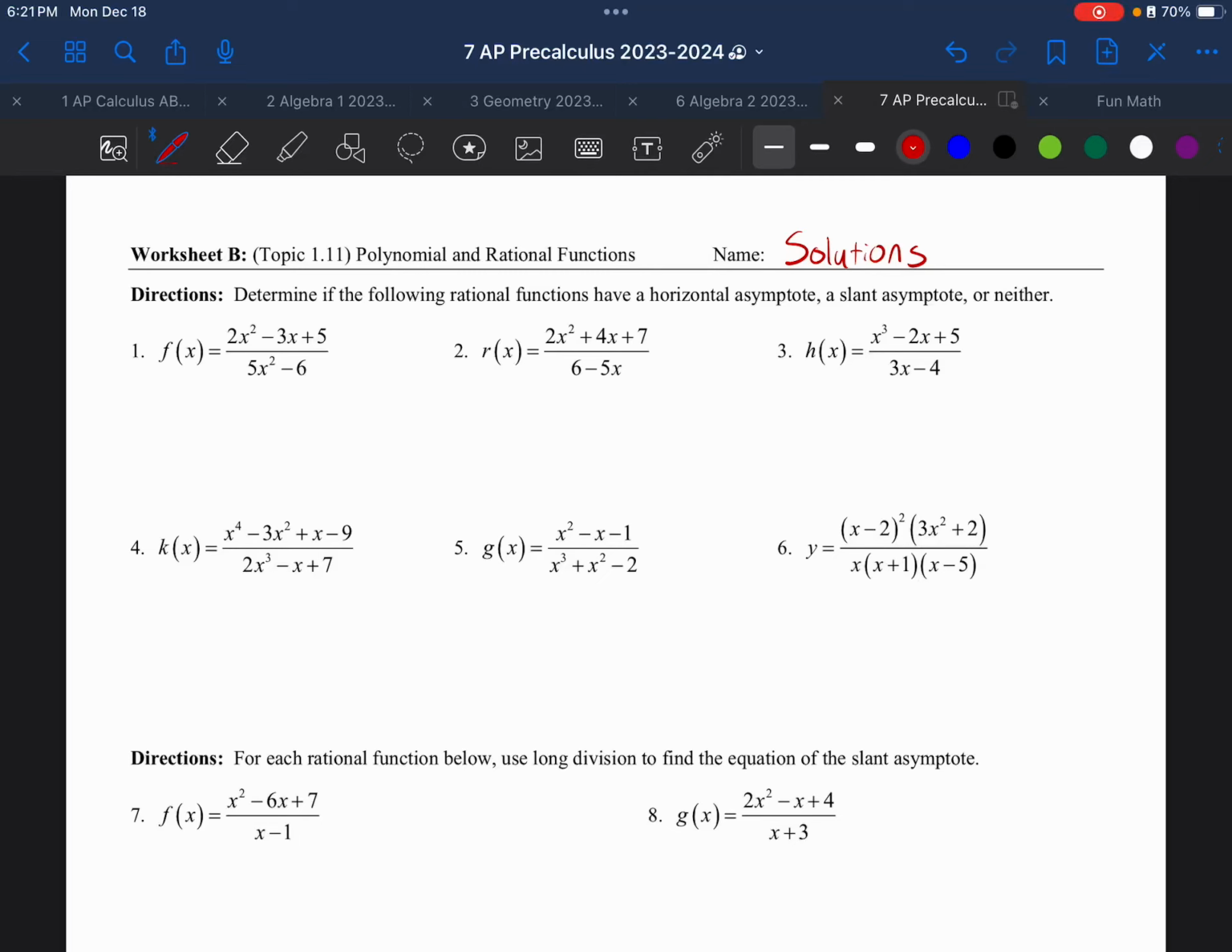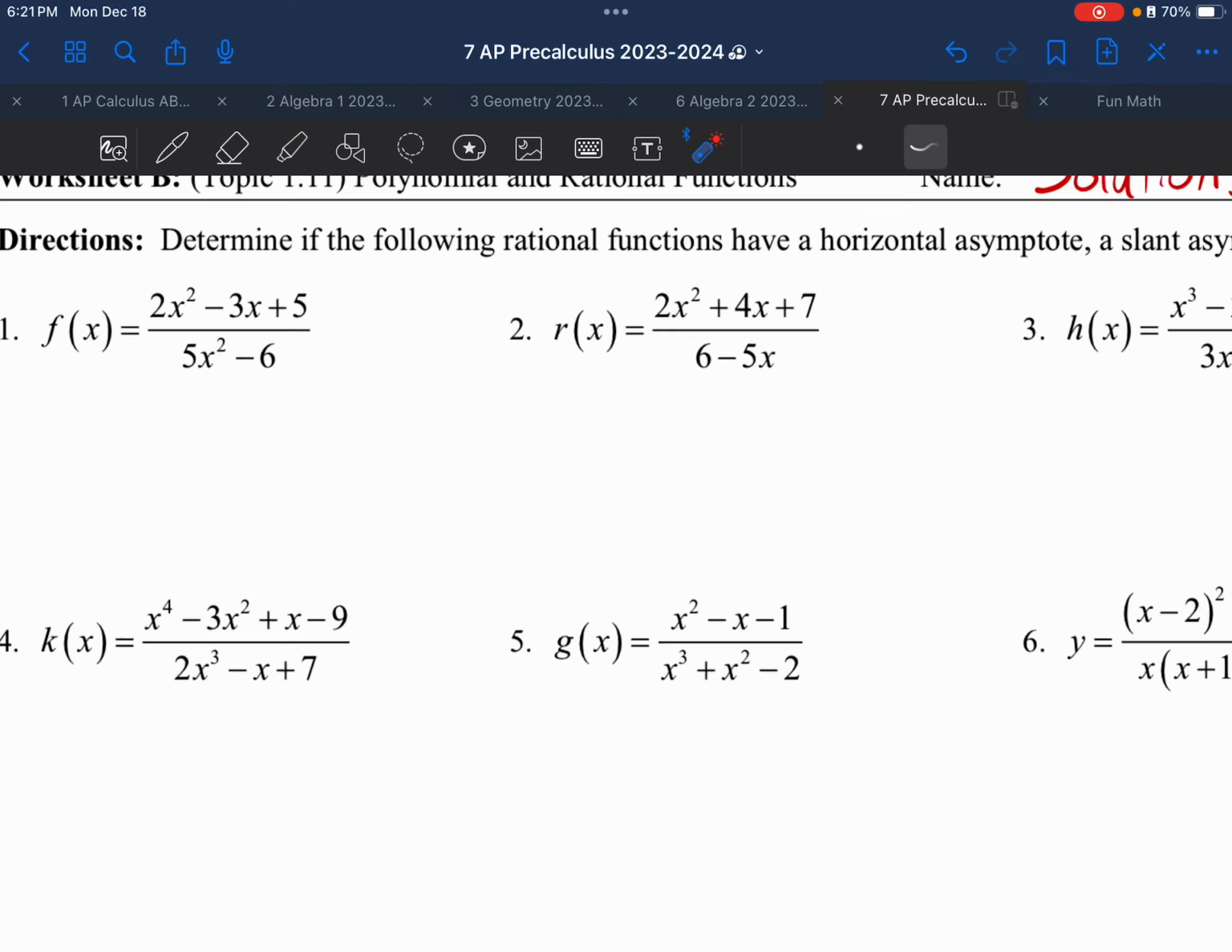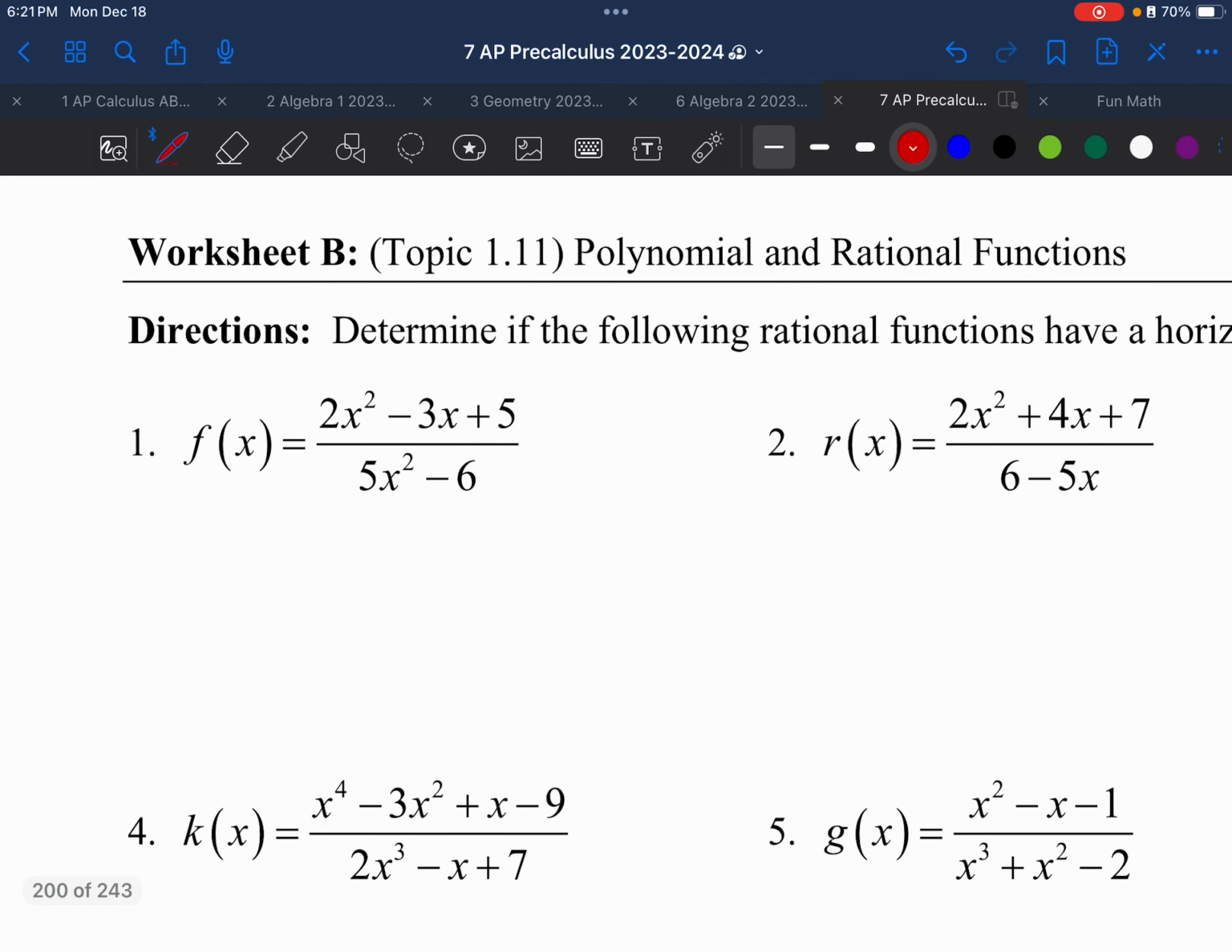This is AP Pre-Calculus. We're on worksheet B for topic 1.11, polynomial and rational functions. In numbers 1 through 6, all we need to do is determine if we have a horizontal asymptote, slant asymptote, or neither. So we're essentially just comparing the largest power. We can ignore all the small things in these questions. So cross off all the small things.